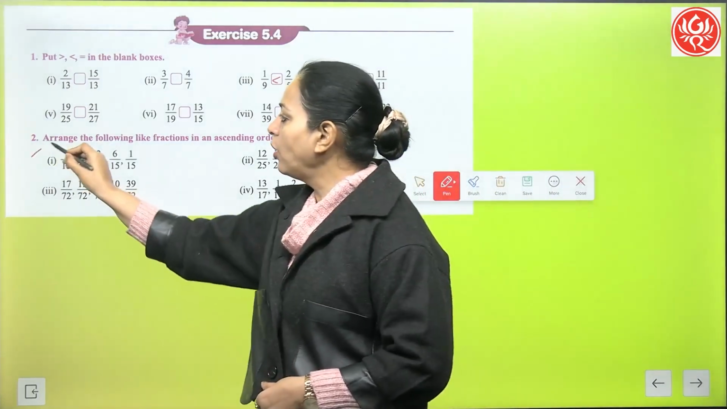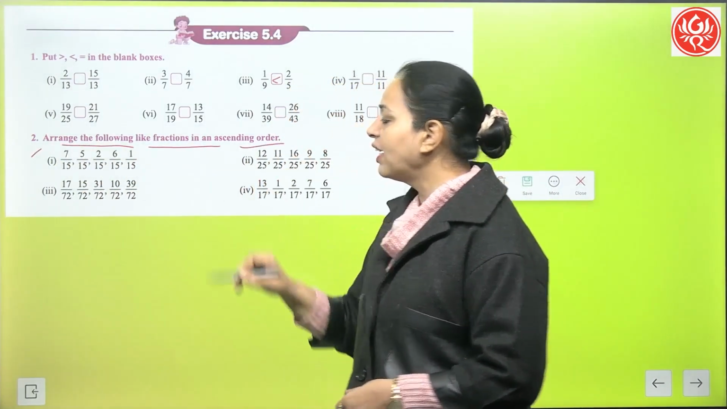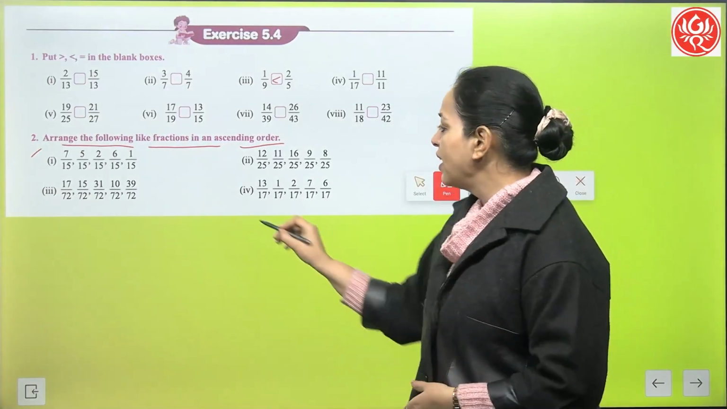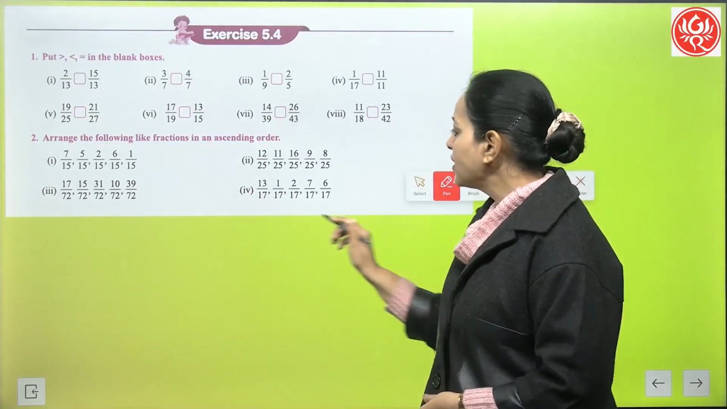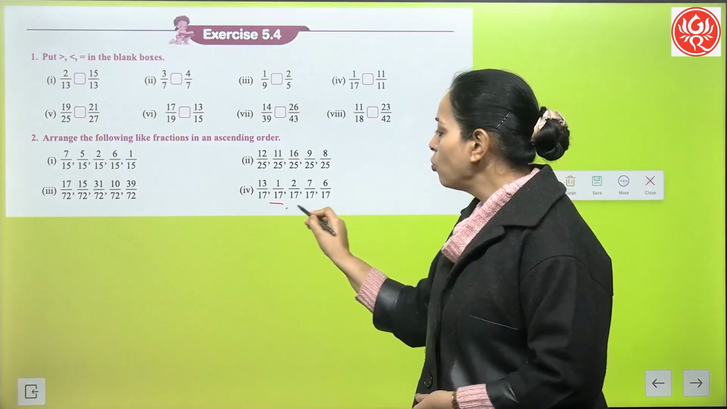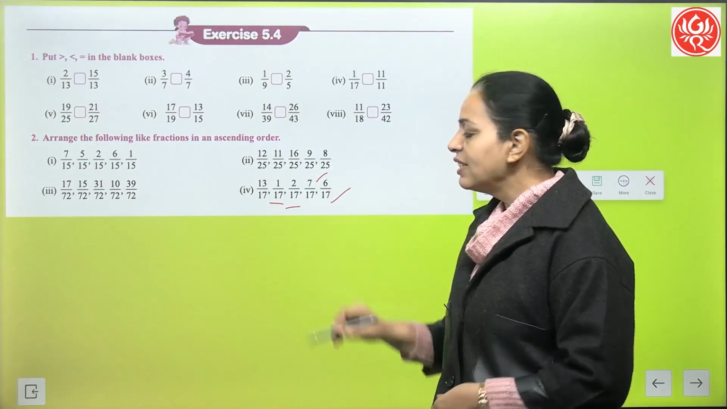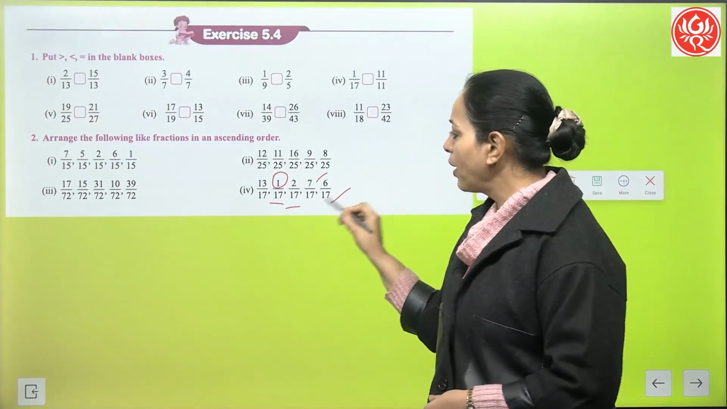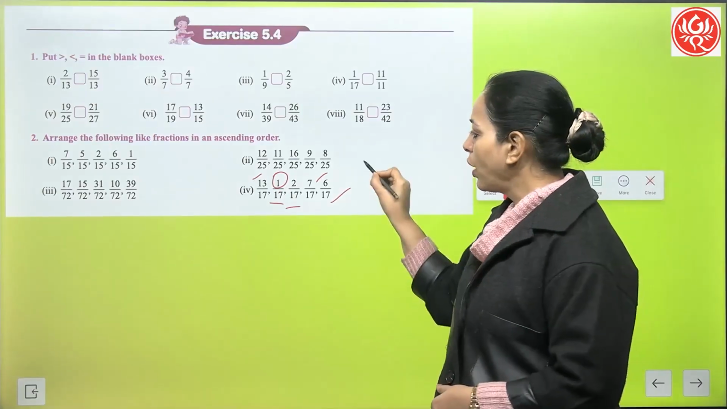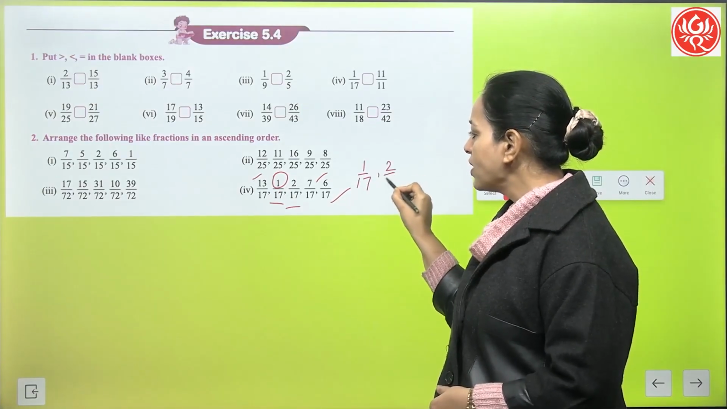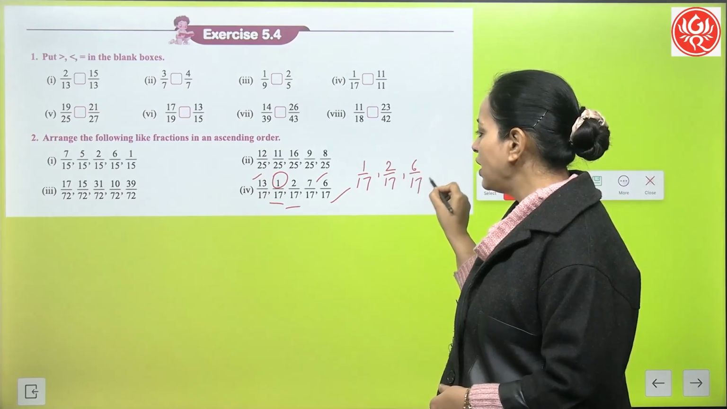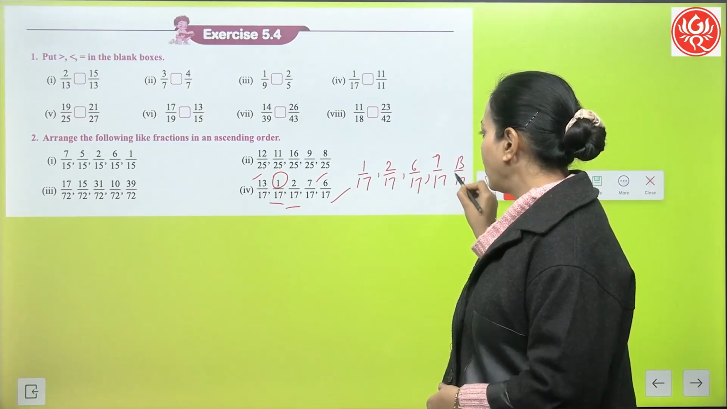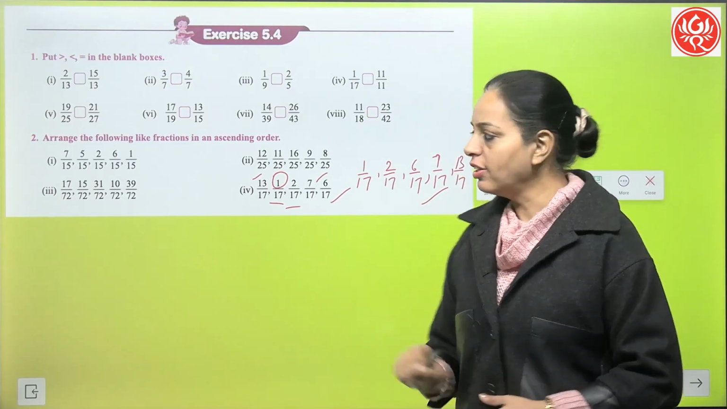Now the second one, arrange the following like fractions in an ascending order, in increasing order, smallest to biggest. Like here fourth part 13 by 17, 1 by 17, 2 by 17, 7 by 17, 6 by 17. तो सबसे छोटा न्यूमरेटर है 1 and सबसे बड़ा न्यूमरेटर है 13. So 1 by 17, then 2 by 17, then 6 by 17, then 7 by 17 and then last 13 by 17. So this is the required order.